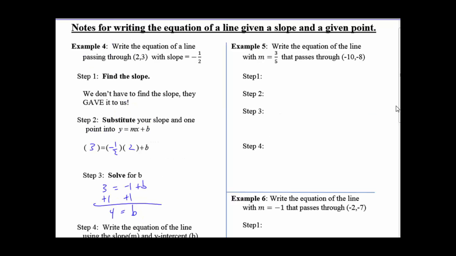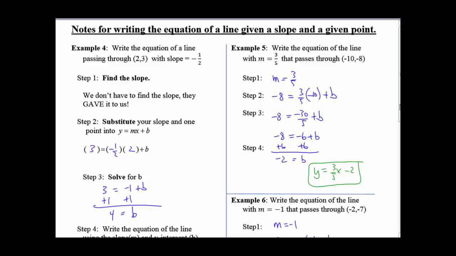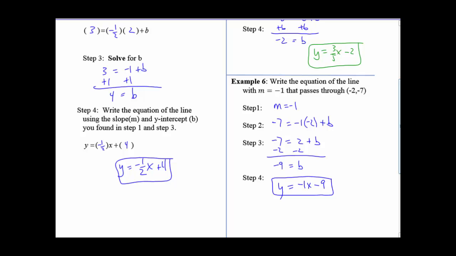Go ahead, hit pause. Try examples 5 and 6. Check back with me in a few minutes. All right. If you check example 5, we should have had y equals 3/5 x minus 2. And number 6, y equals negative 1x minus 9.